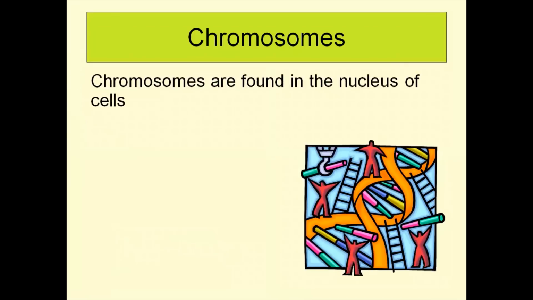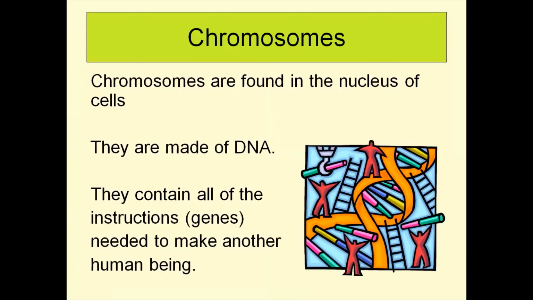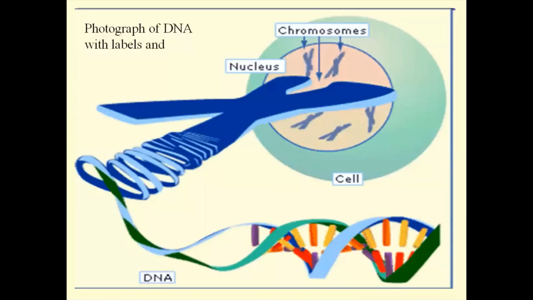We know that chromosomes are found in the nucleus of the cell and that chromosomes are made up of DNA. They contain all the instructions or genes needed to make another human being. A small section of chromosome is called DNA, and if we zoom into the structure of DNA, we find that even smaller structures are called genes. So chromosomes are made up of DNA, and DNA is further made up of genes.